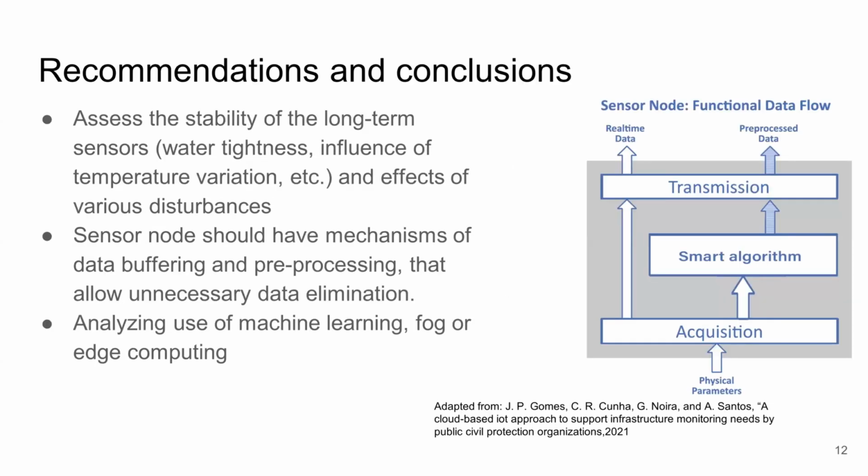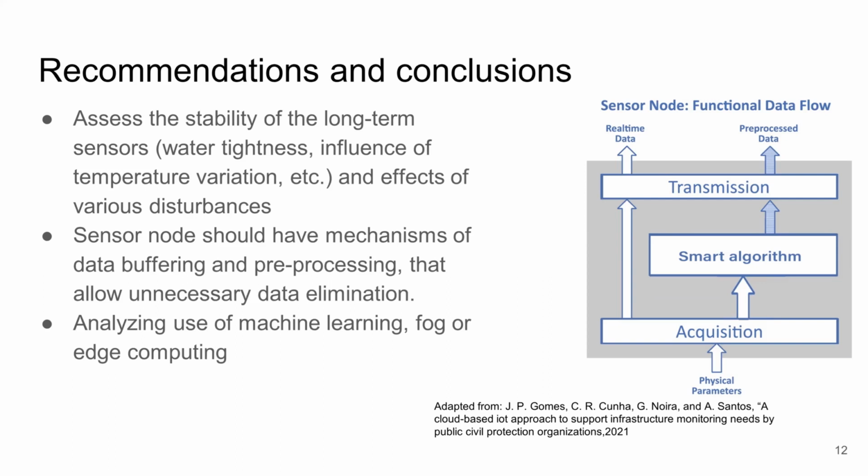And the final recommendation and conclusion about these phases: for example, you need to assess the stability of the long-term sensor because of the water thickness, the influence of temperature, vibration, or other disturbance effects. For example, if you have a truck running close to slopes, it probably causes a specific movement, vibration, or behavior. You need to recognize whether this disturbance is relevant or not.